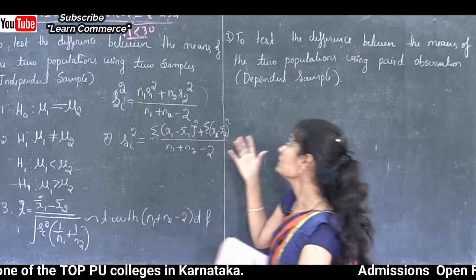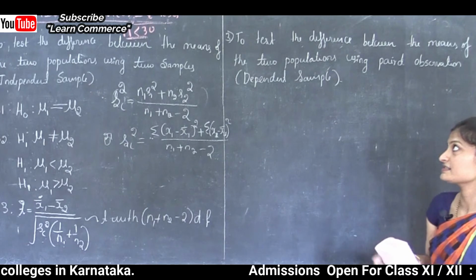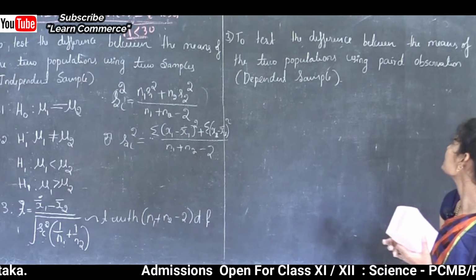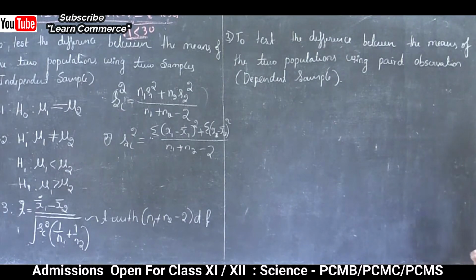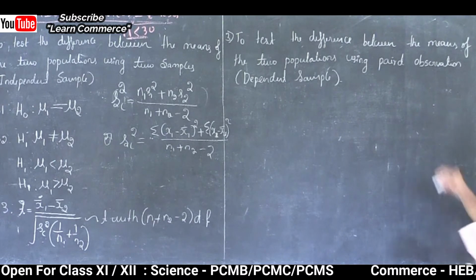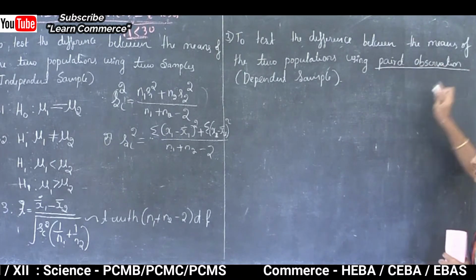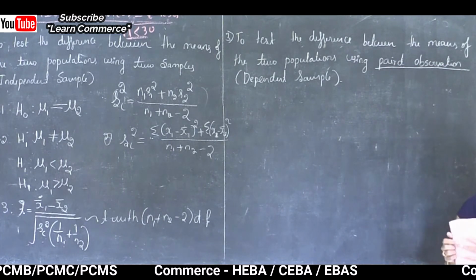Next, move to the third application of the t-test, that is, to test the difference between the means of two populations using paired observations. Here paired observations, in the sense that the sample sizes are equal.